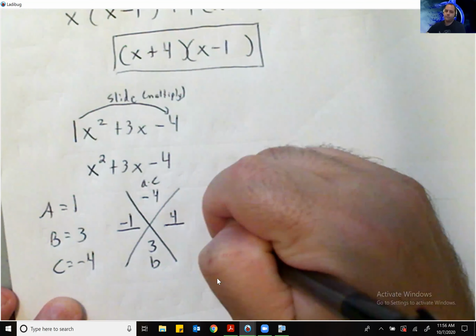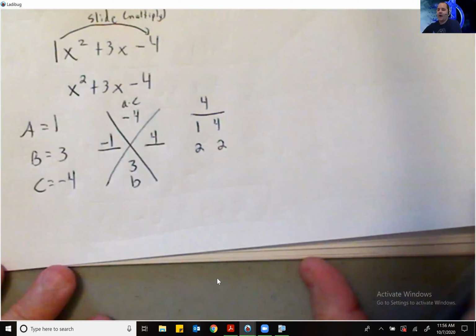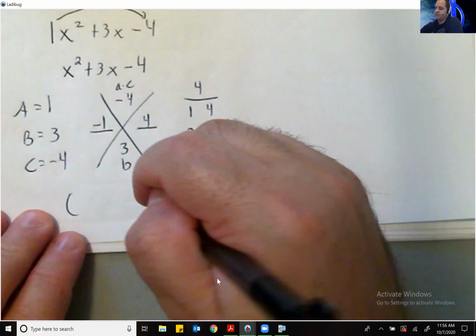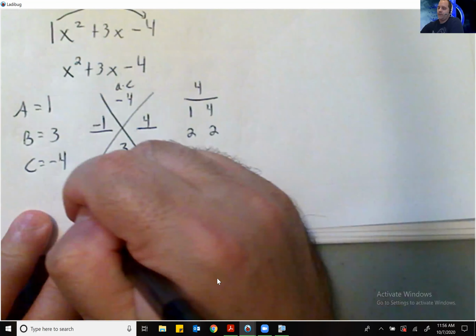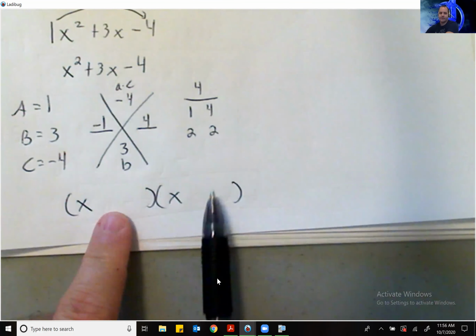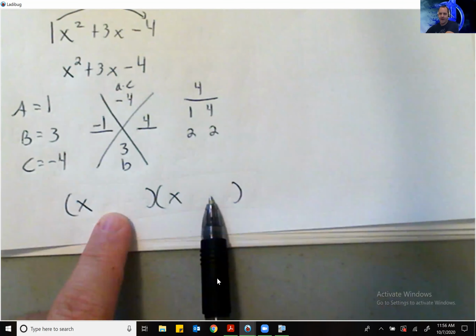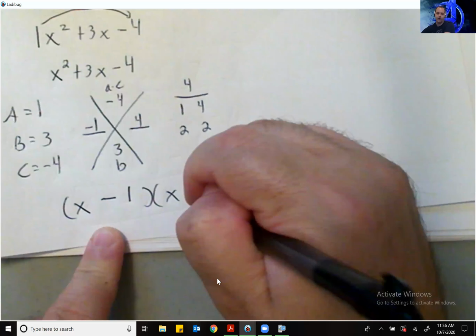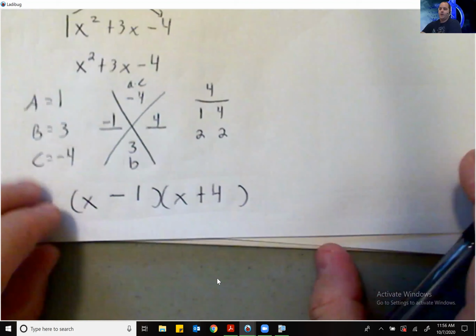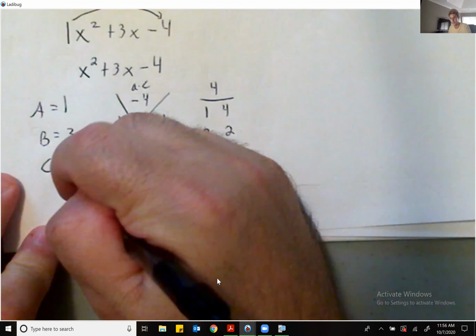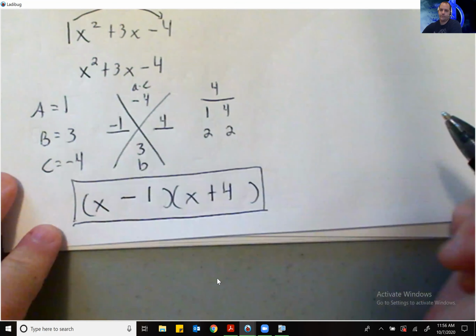All right. Now, in slide and divide, you don't do grouping. What you do is you go straight to your parentheses, and you're going to start with an x, and then all you do over here is you put your two numbers you found. Negative 1, and a positive 4. Yeah, that's way easier. And that will be the final answer.